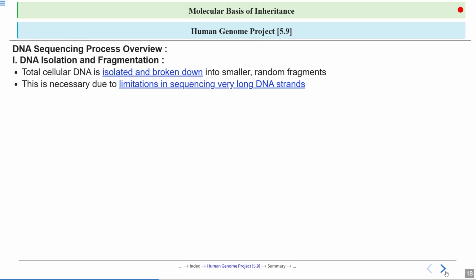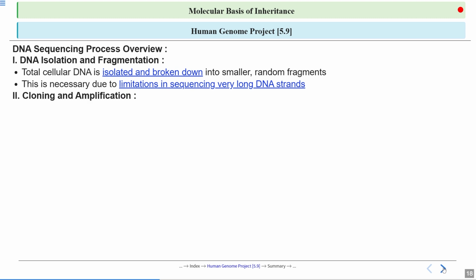So definitely if they want to sequence the DNA, first they have to do what? They have to isolate the total cellular DNA, and then they have to break it into smaller and random fragments. Why is it necessary? Because there are many limitations to sequencing a very long DNA strand. That's why they have to break them into smaller and random fragments.